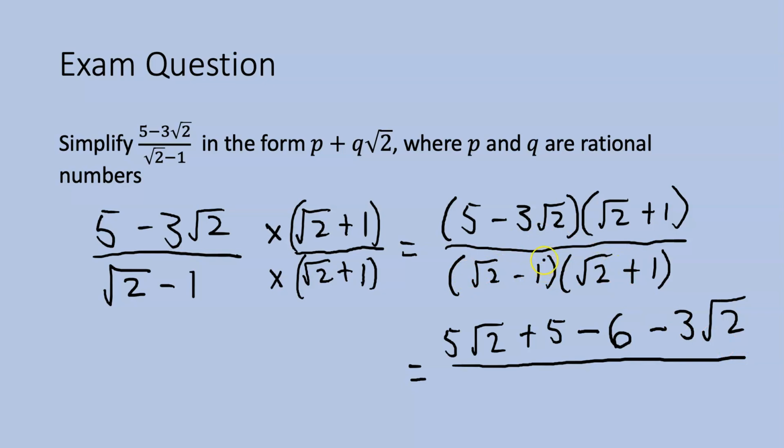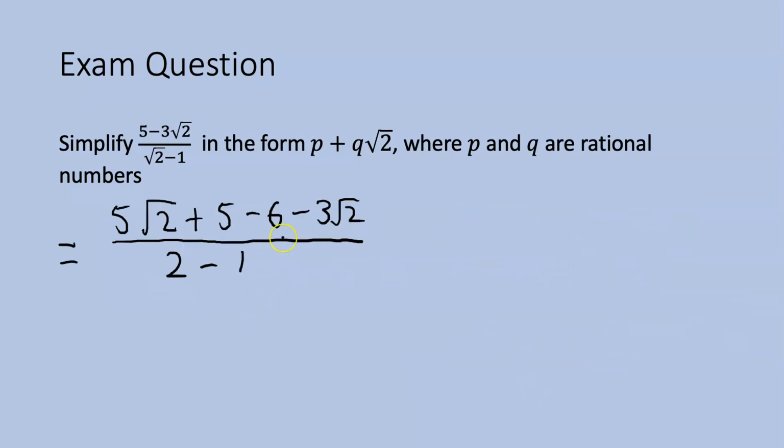Now the bottom. Because of the opposite signs, I can just multiply the surds and then the numbers. Root 2 times root 2 is 2. Minus 1 times 1 is minus 1. And now I just simplify it.